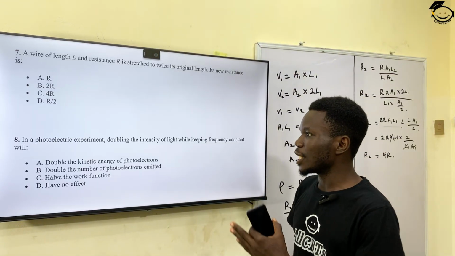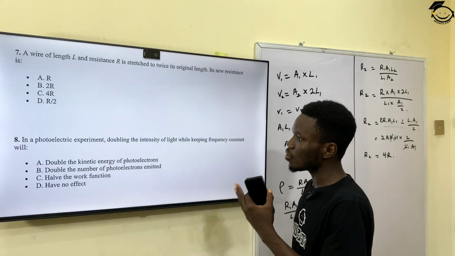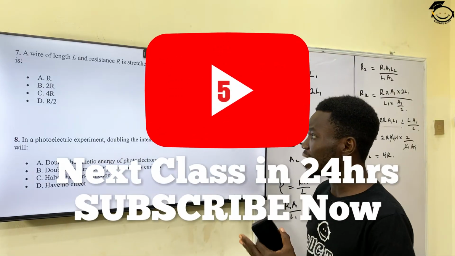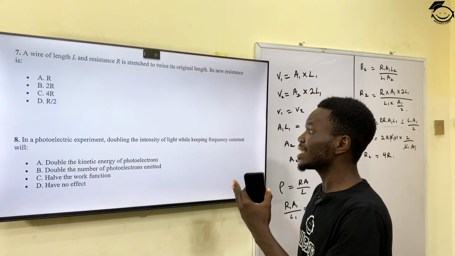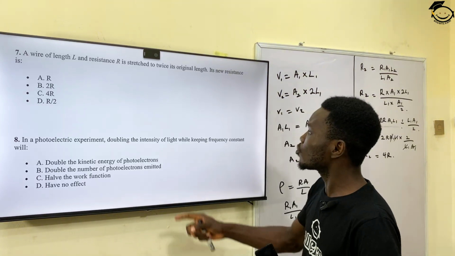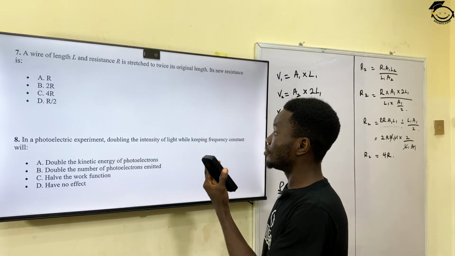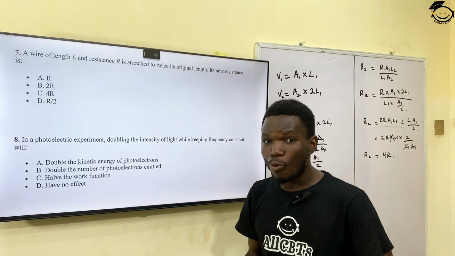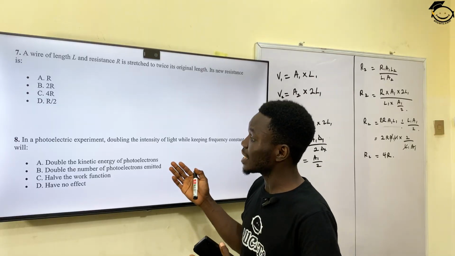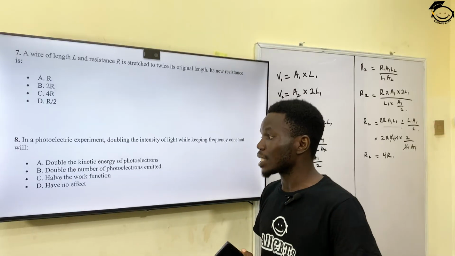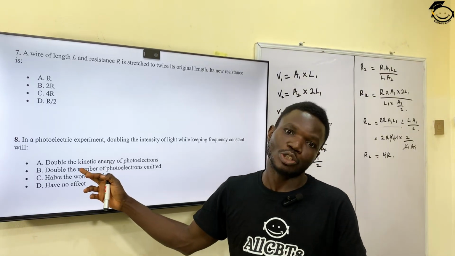Question number 8 says, in a photoelectric experiment, doubling the intensity of light while keeping the frequency constant will dash. So whenever the frequency is constant in a photoelectric experiment, the kinetic energy will also double. Why? Because we have doubled the intensity. The intensity is directly proportional to the kinetic energy. So an increase in the intensity of light will also lead to an increase in the kinetic energy of the photoelectrons. So the correct answer to this question is option A, which means that it will double also the kinetic energy of the photoelectrons.